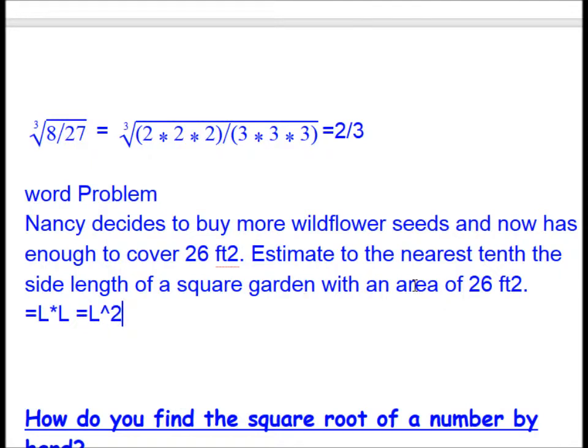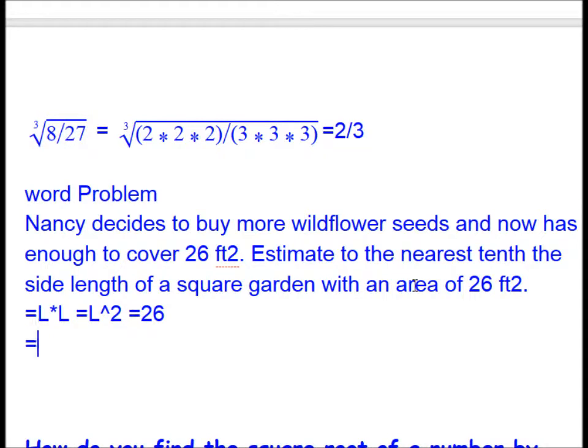L square, and L square is given as 26 square feet. So how can we calculate the value of L? L will be equal to the square root of 26. So what will the square root of 26 be? Since it is not a perfect square, it's an irrational number, so we need to guess the number.